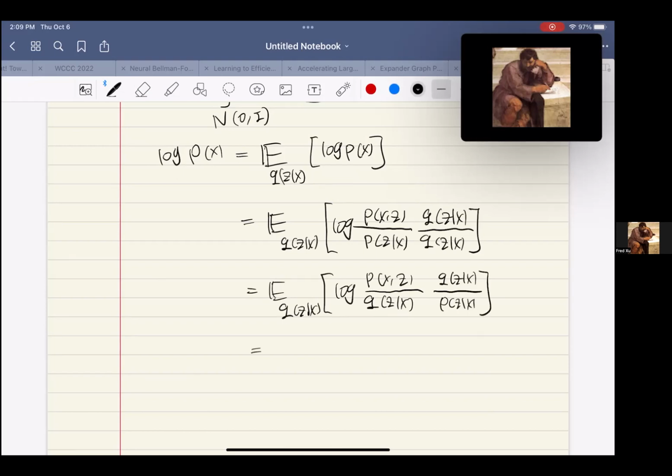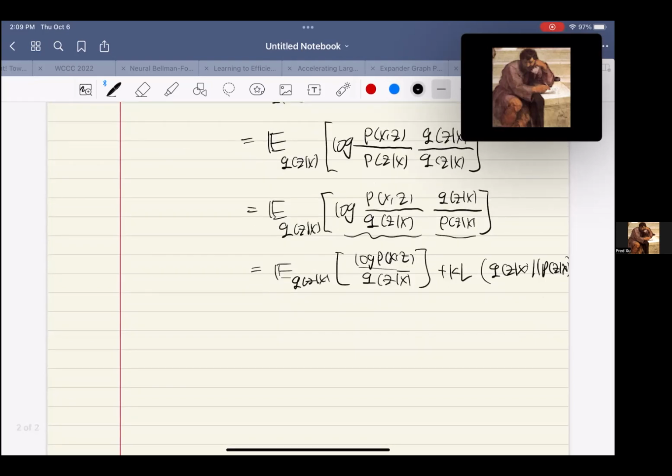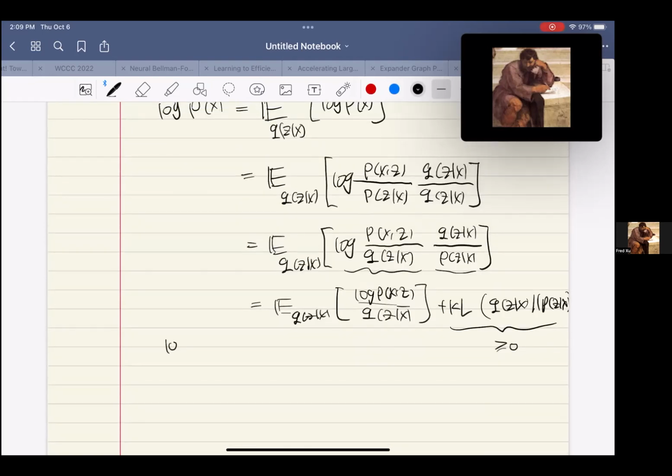So if we factor them into two terms, we get this one, which is the joint at the top and the variational at the bottom. And the second, we know, is the KL divergence of Q(Z), P(Z), right? Because by Jensen's inequality, we know that the KL term is always non-negative. So we can conclude that log P(X) is greater than or equal to the first term here, which is called the evidence lower bound, or ELBO.